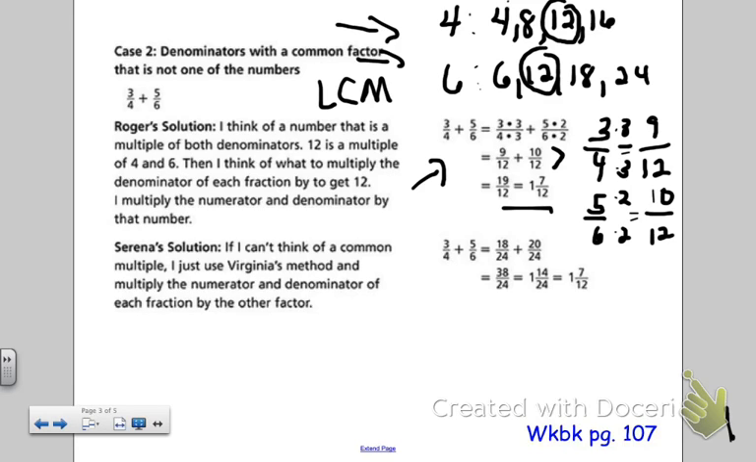And Serena says, well, if I can't think of a common multiple, I'll just use Virginia's method and multiply the numerator and denominator of each fraction by the other factor. So basically, just multiply the denominators, which is what they're talking about here. 4 times 6 gives you 24, and you can use 24 as your common denominator if you choose.